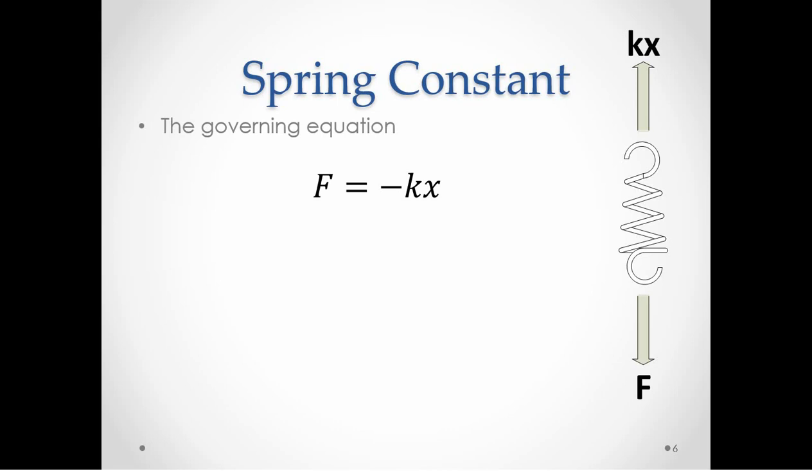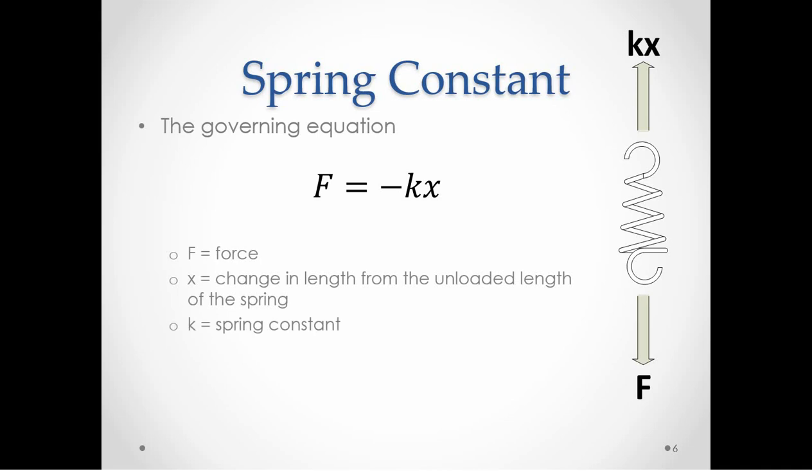Now let's look at the definition of each of the variables in the equation. The variable F is the force that is applied to the spring. The variable X is the change in length from the unloaded length of the spring. The variable K is the spring constant. This is the unknown that you will determine in this experiment. The spring resists the force that is applied to it.